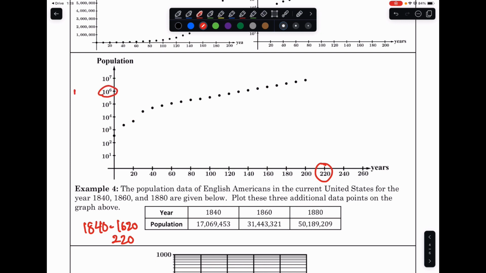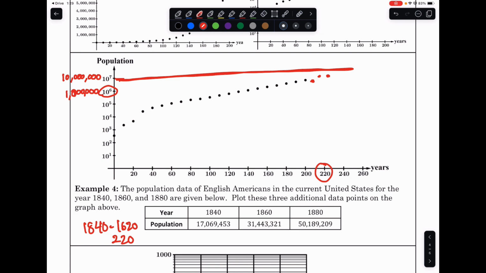This is a million. There, 1 million. 10 to the 6th power means a million, 6 zeros. So 17 million is going to be obviously somewhere really close to that. Okay. 31 million will be a little bit higher than that, and 50 million will be exactly in the middle. So somewhere right there. Okay. So this is what the plot will look like. It will not go above this vertical line right here, because 10 to the 7th power, that is 10 million. So it would have to be below that.